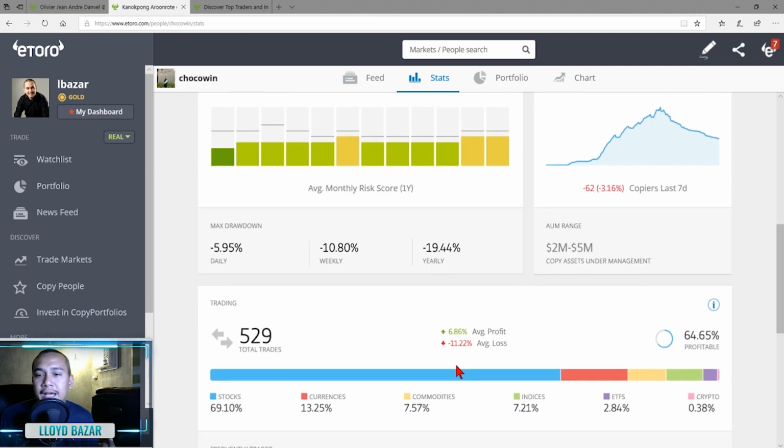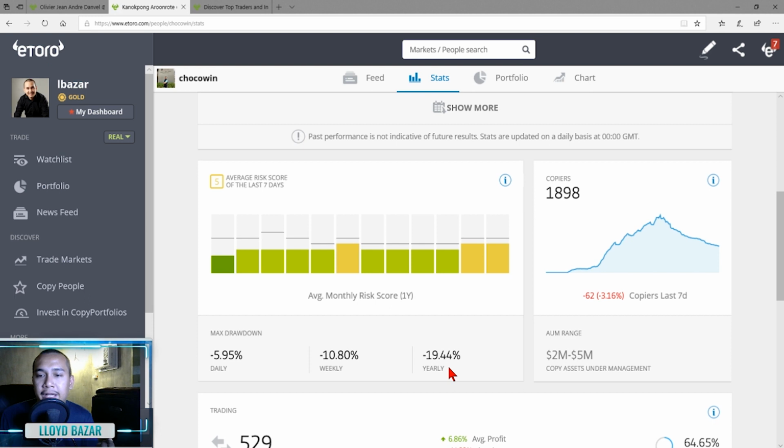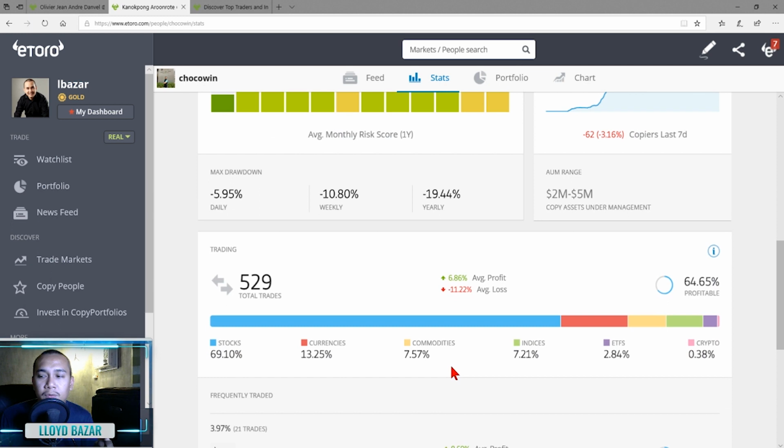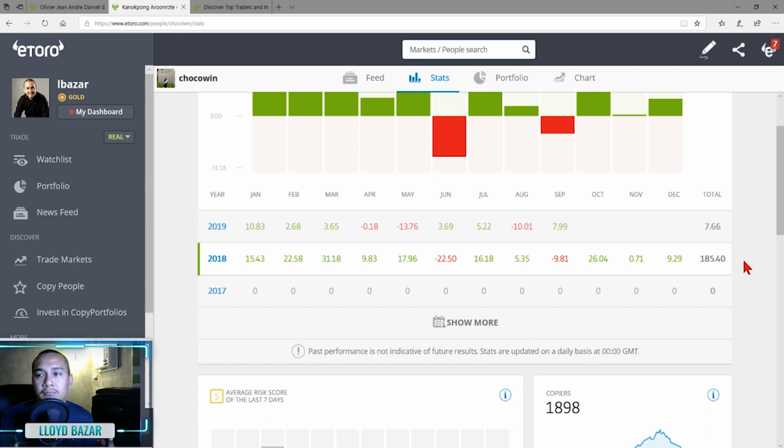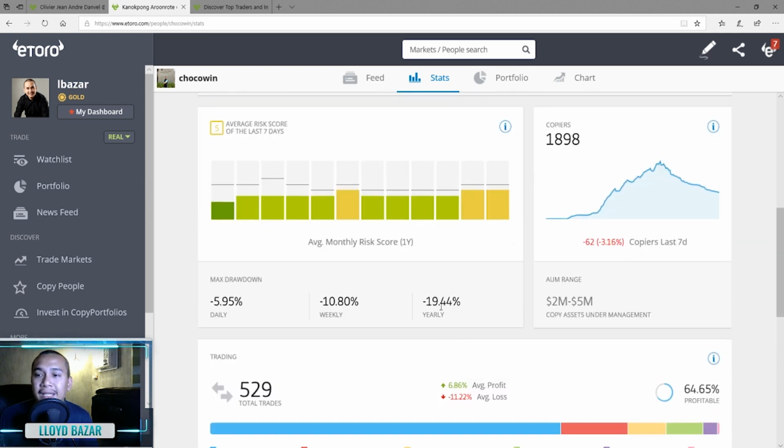Also, for example, this guy, he has a very high drawdown. Okay, max drawdown yearly is 19%, right? 19.44%. So the question is, are you really willing to risk 19% with this guy to win a possible 185% a year? Okay, so that's how max drawdown works. If that's okay with you, then you can consider Chocowin. But if risking 19% is not for you, then don't copy this guy. Right? Simple as that. Okay, so that's how you test your risk and if it fits with that person.